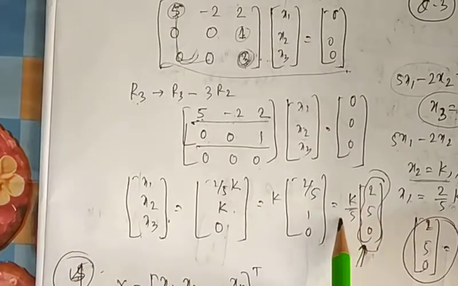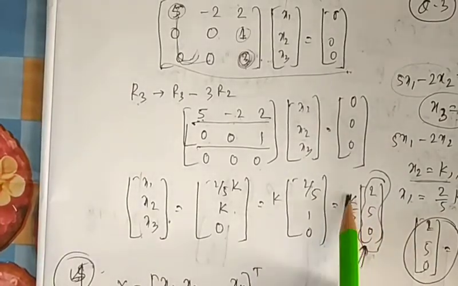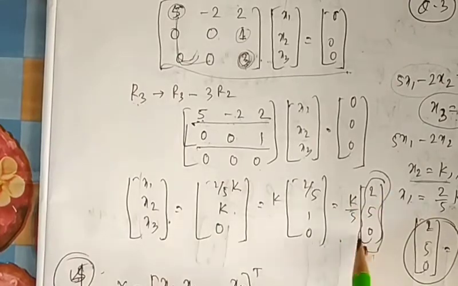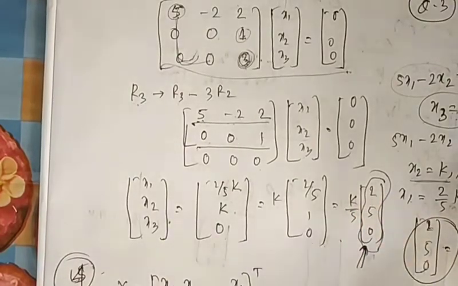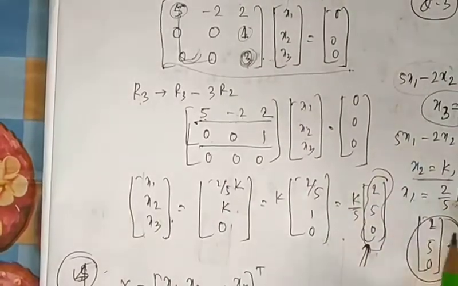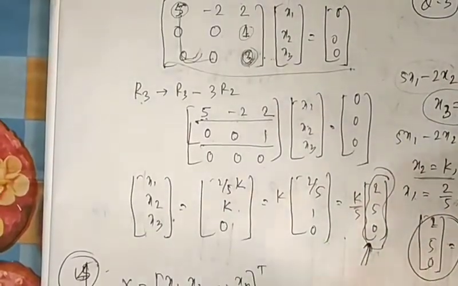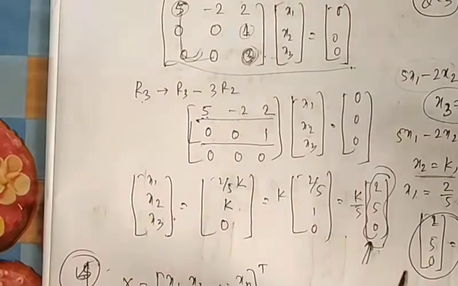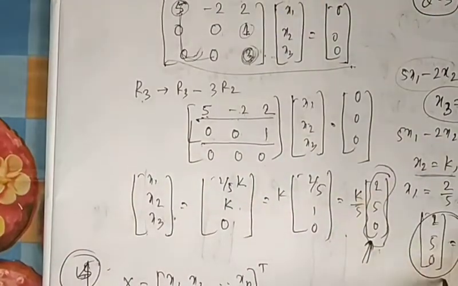Because only the vector is required, you can take anything common or multiply by anything. That scalar value doesn't matter. You just need to find the vector. An eigenvector means only a direction vector, so you can multiply or divide it by any scalar. So it is 2, 5, 0.